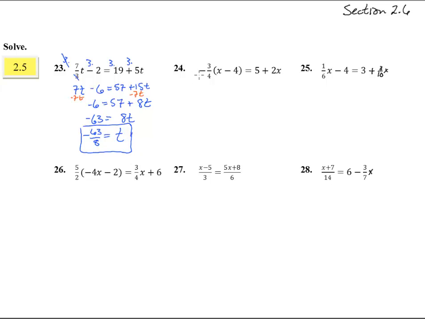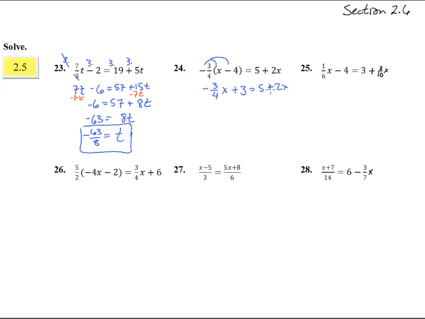Good. Number 24. First thing we're going to do is get rid of the parentheses, and then we'll worry about the fractions. So we have negative 3/4 x minus, if we take 3/4 times 4, it's going to be a plus because of the two negatives, 3 equals 5 plus 2x. Next, we're going to times 3 to get rid of those pesky fractions.